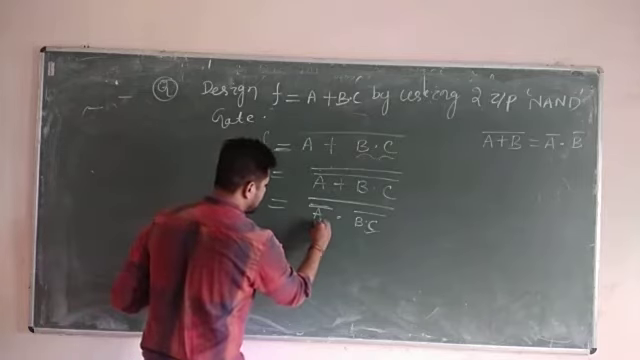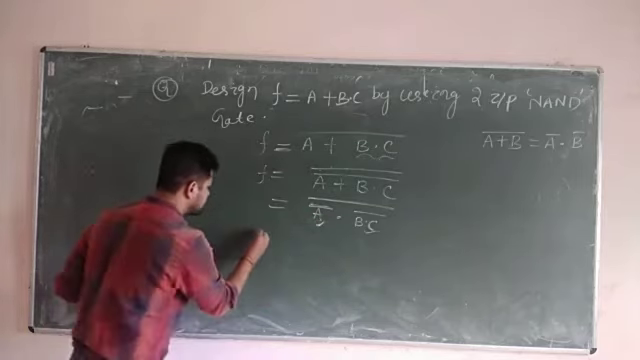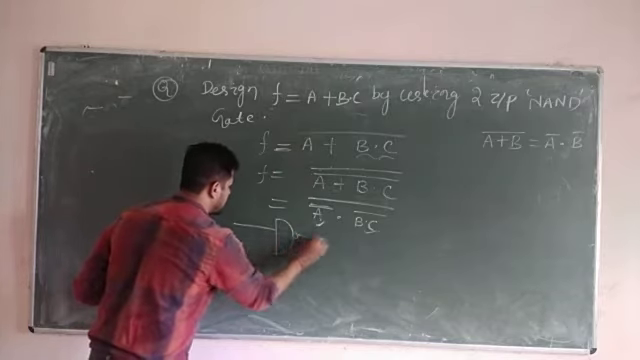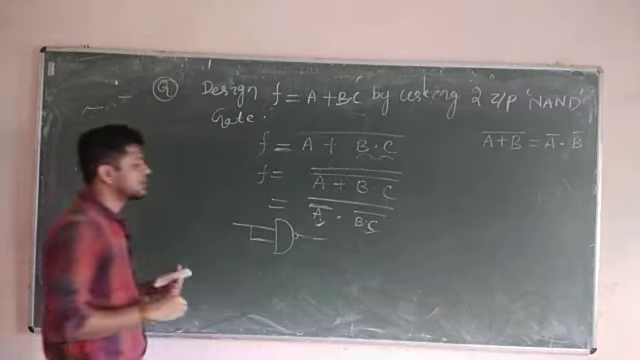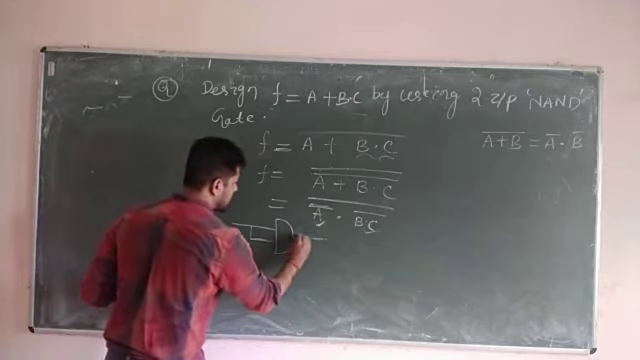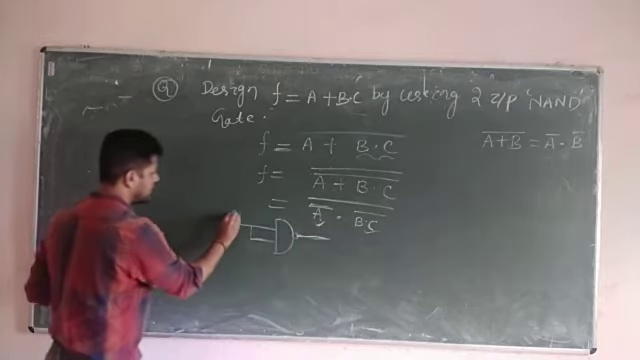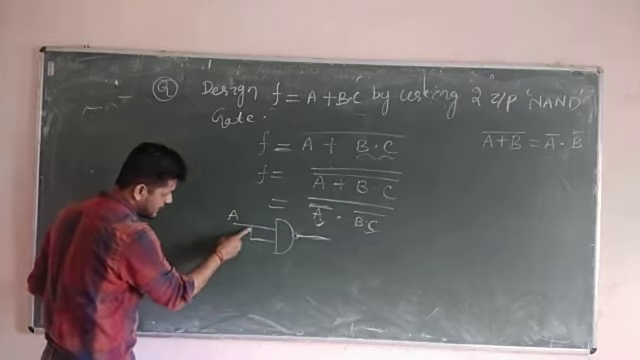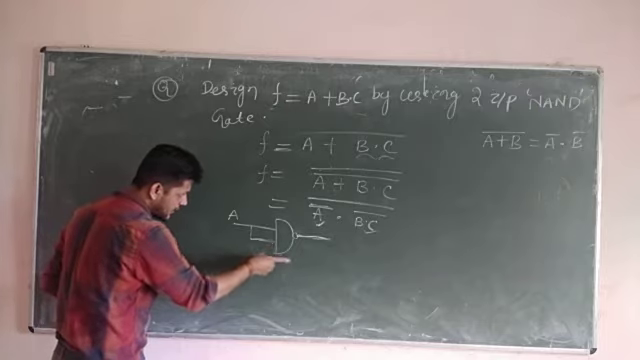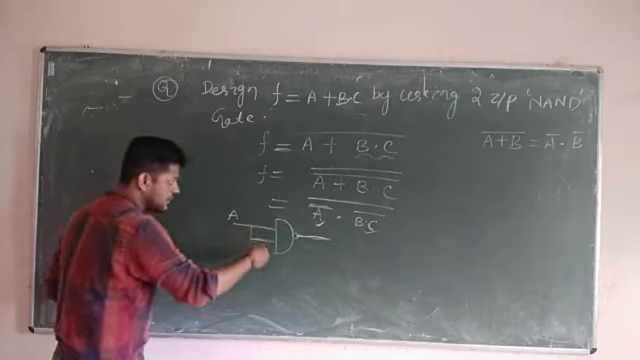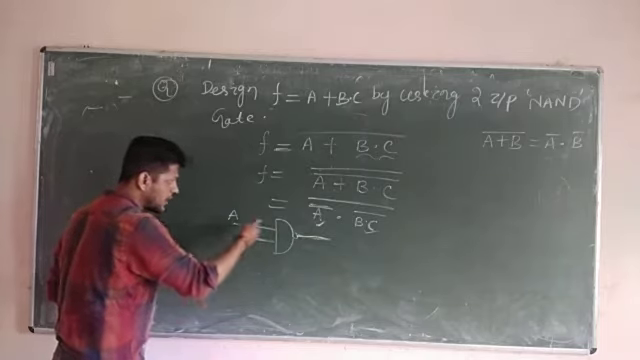First we are going to design this A bar. Always remember, if I apply the same input to both inputs of the NAND gate, the output becomes A bar. Here this is A and this is also A. Hence this NAND gate acts as an inverter, that is your A bar. Inverter, A complement, or A bar, all are the same.